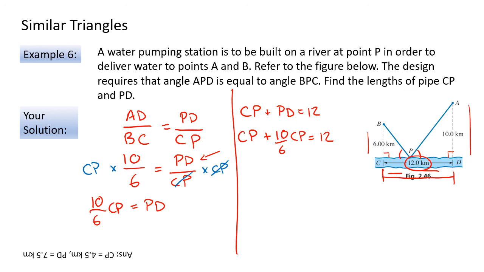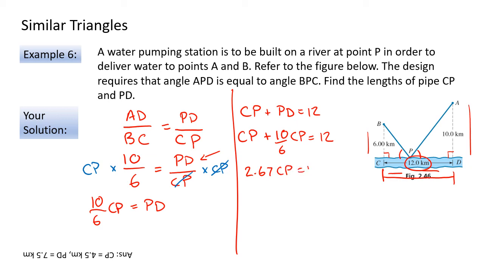So using equivalent fractions, CP can also be written as 6 divided by 6 times CP, because I'm trying to find the lowest common denominator here. 6 divided by 6 is just 1, so it's the same as just writing CP plus 10 over 6 CP is equal to 12. So you can do it with fractions, or, to be honest, the way I will probably see a lot of you do it instead, so I'll just show you that way in case you choose to, is to just add them up. So 1 plus 10 divided by 6.